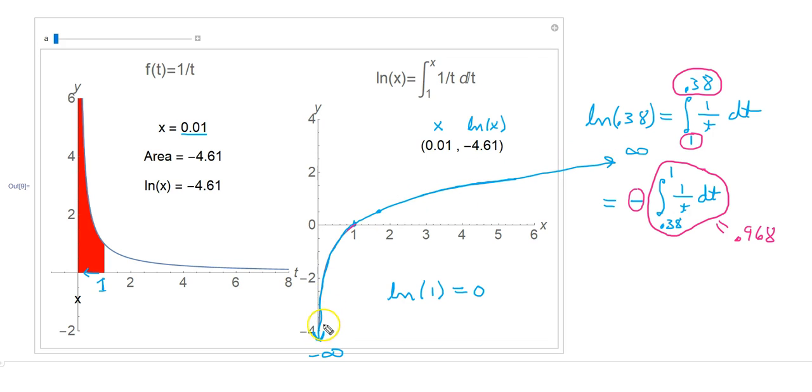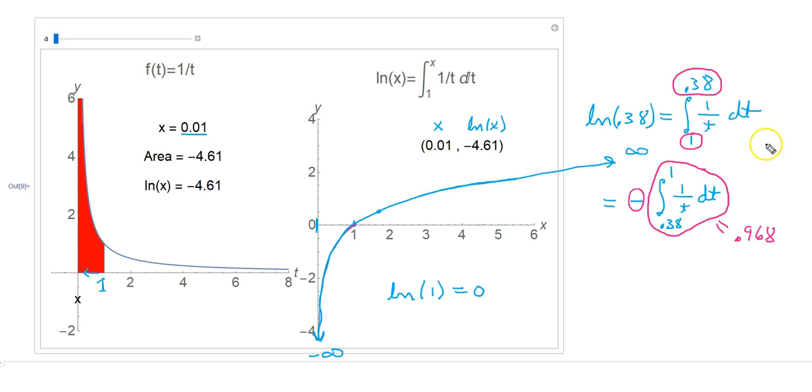Notice that it has this increasing behavior. It looks like it's increasing. It is increasing. It is concave downward. It has a vertical asymptote at x equaling 0. It dips down towards negative infinity as x approaches 0 from the right, and as x approaches positive infinity, it does increase towards positive infinity. And so that gives us a good understanding of the graph of our natural logarithm function.